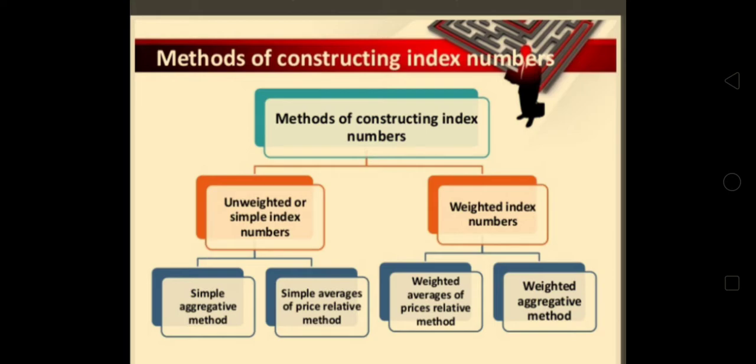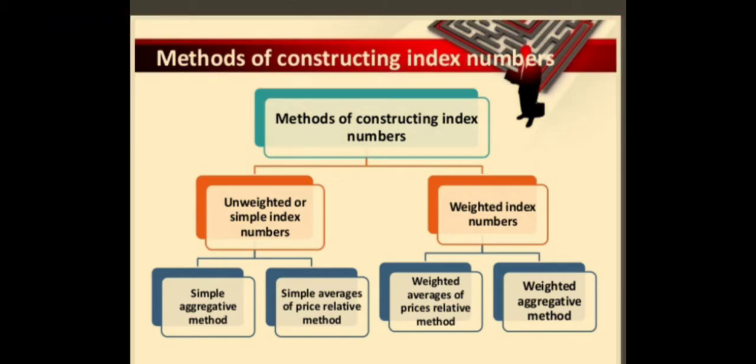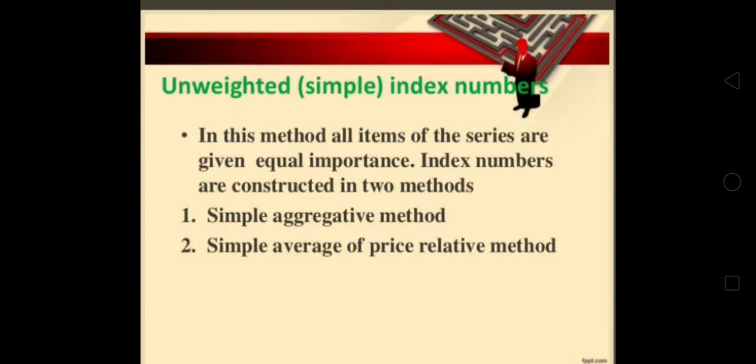And in weighted index numbers there are two methods also. First one is weighted averages of price relative method and second is weighted aggregative method. That means broadly there are two, but these two have been divided into four, two on one side, two on the other side. We will discuss one by one. First one is unweighted or simple.